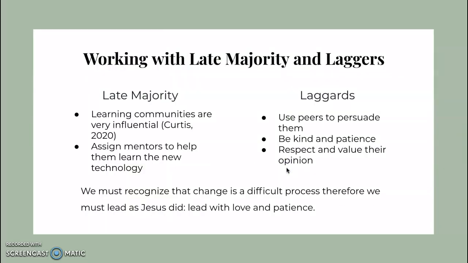Working with late majority and laggards. To work with these 2 groups of adopters, we first have to recognize and understand the reasons why they decide to accept the change in a slower way. These 2 groups are the late majority and the laggards. We must be respectful and patient with this group and can provide opportunities for them to try our new technology. One strategy that might work is to assign them mentors with whom they feel comfortable so that these mentors train them in the new technology and show them its functionality.